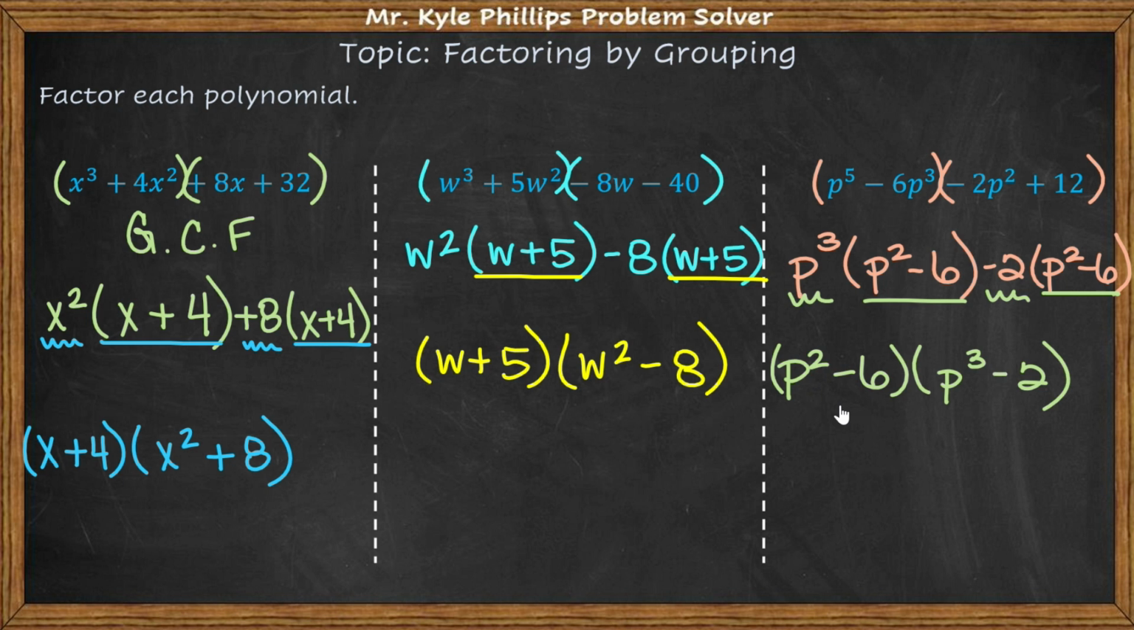Now, is this a perfect square? No, because 6 is not a perfect square. And this is not factorable. So, that's going to be it for these. Let's take a look at just a few more.